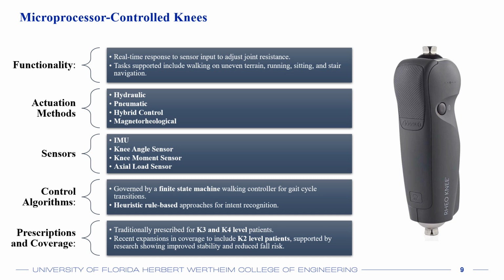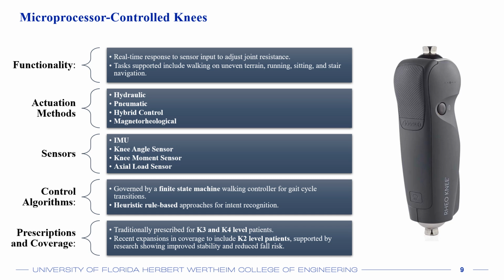And the control algorithms of commercial MPKs are generally consistent and can be categorized into two main functionalities: the walking controller and the intent recognition, where the walking controller is generally governed by a finite state machine, or a system that breaks the gait cycle into a finite number of states and transitions between those states based on the thresholding of sensory information.